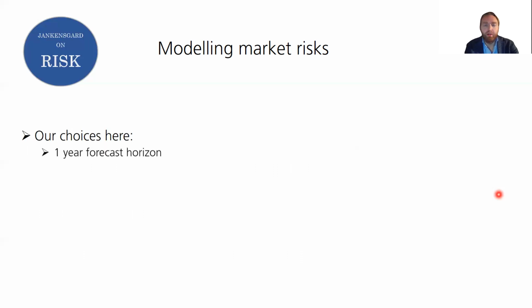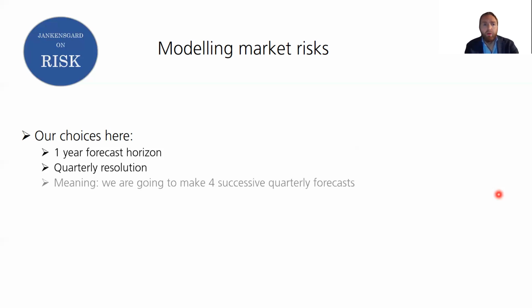So we're going to use a one-year forecast. That's a reasonable sort of strategic horizon for a decision support tool. It could easily be extended, but let's settle for 1 year here. We are going to go for a quarterly resolution then, because that's a natural rhythm for corporates. That's the frequency at which they present their financial statements and so forth. So that makes sense. So that means we're going to make 4 successive quarterly forecasts to add up to the 1 year horizon.